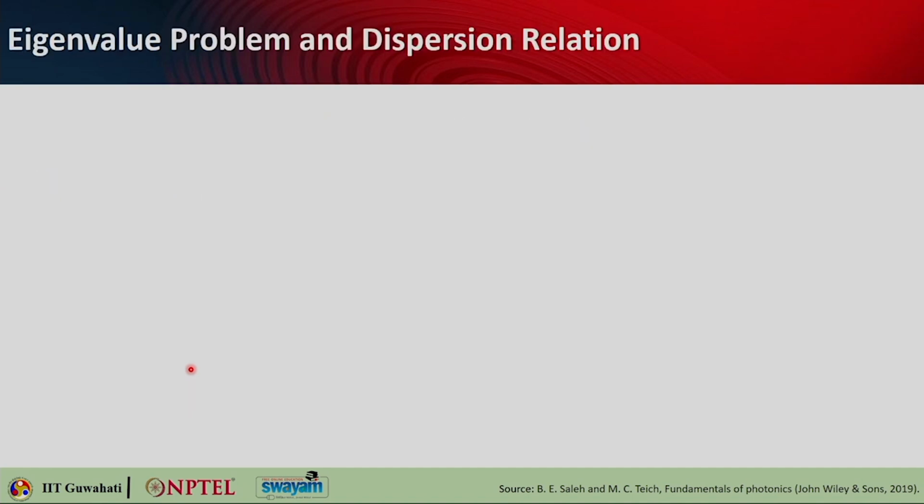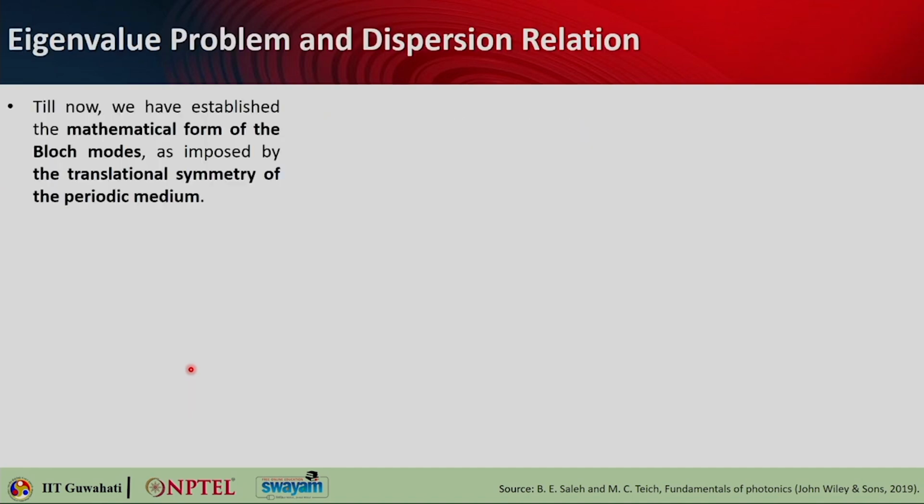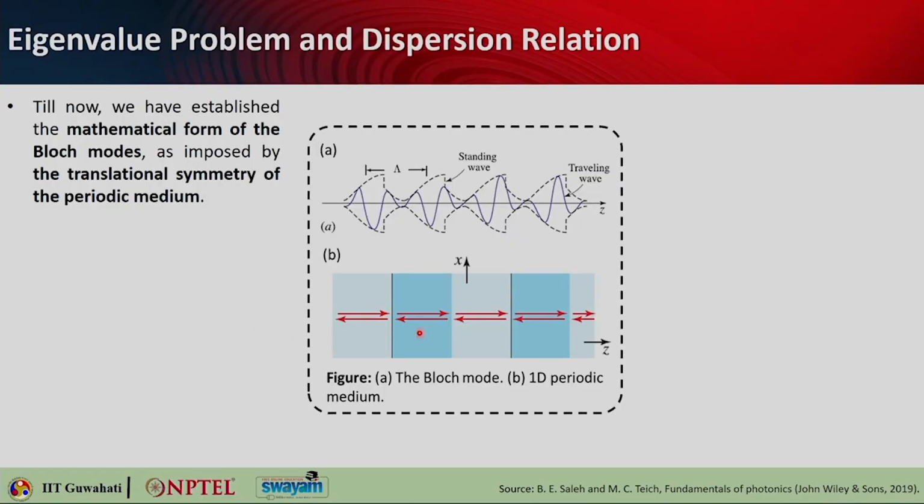So, eigenvalue problem and dispersion relation. If you remember from the previous lecture, till now we have established the mathematical form of the Bloch modes as imposed by the translational symmetry of the periodic medium. So, we were considering a periodic medium where the refractive index periodically alters, and these are the Bloch modes. This is the typical 1D periodic medium we have discussed in the previous lecture.